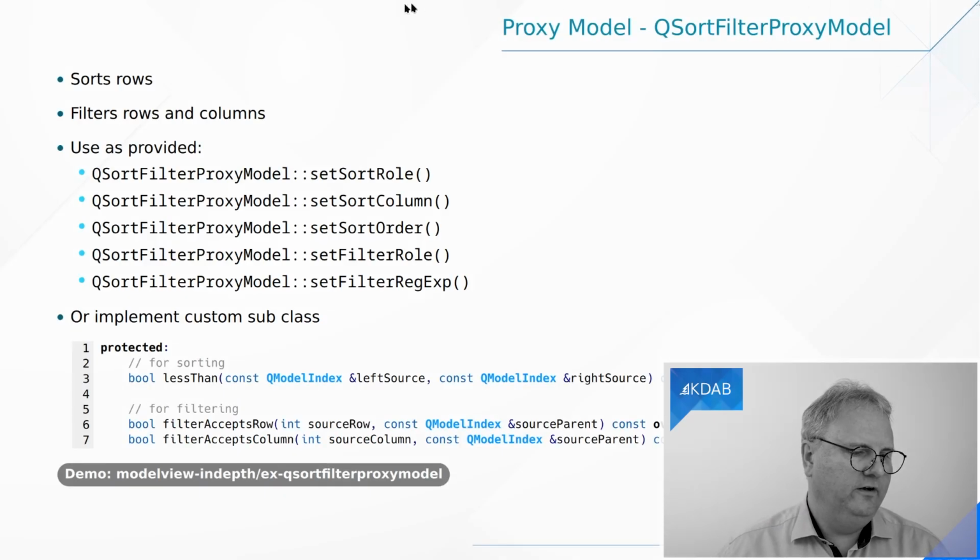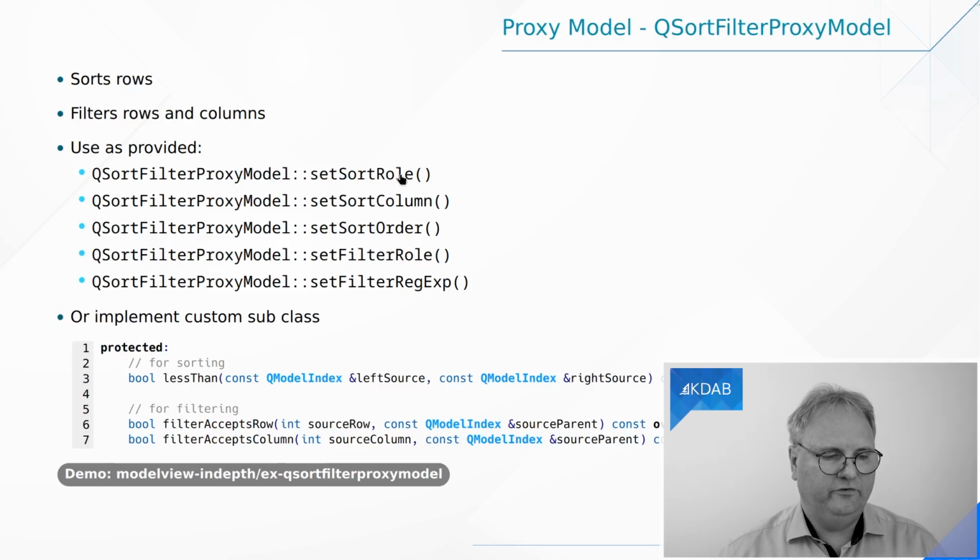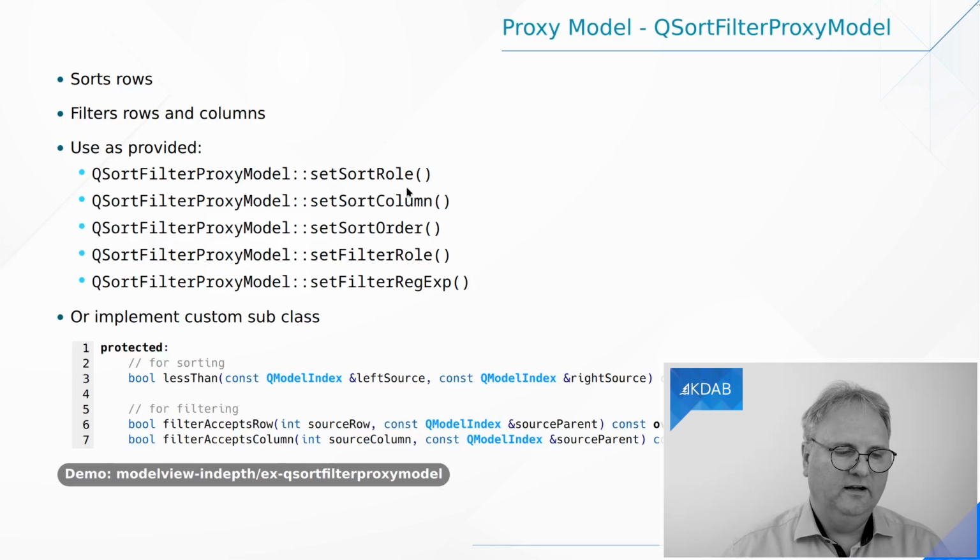However, we're talking about two proxy models now. Well, actually one proxy model, namely QSortFilterProxyModel, which has two roles, sort and filter. And the way that it works is that with the QSortFilterProxyModel, you can specify the sort role, the sort column, and the sort order, and you put that into your stack, and it will sort the source model according to these things. So it might sort on this column, ascending or descending, and it might not just use the display role, it might use a sort role, which you might have implemented yourself.